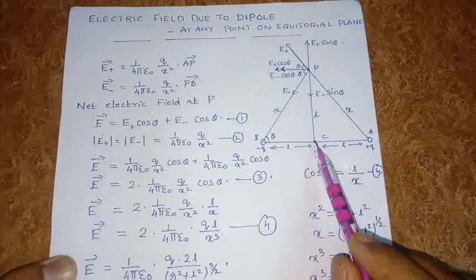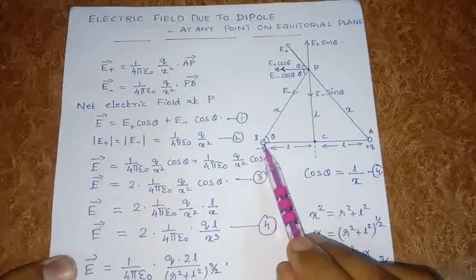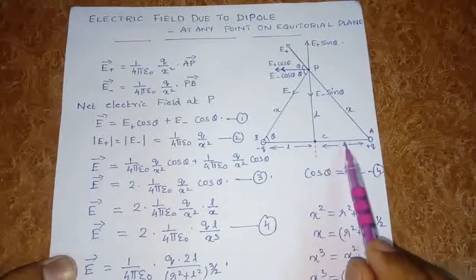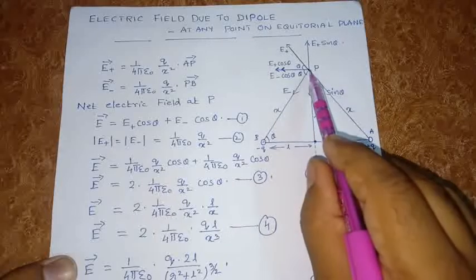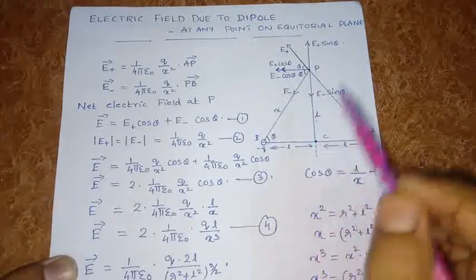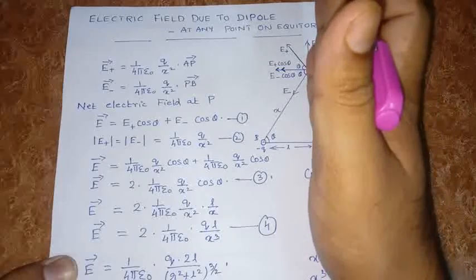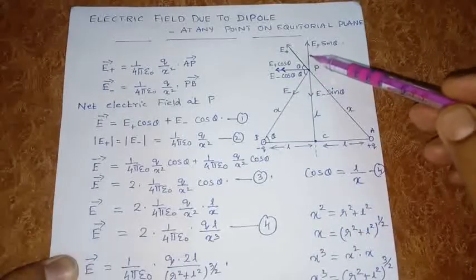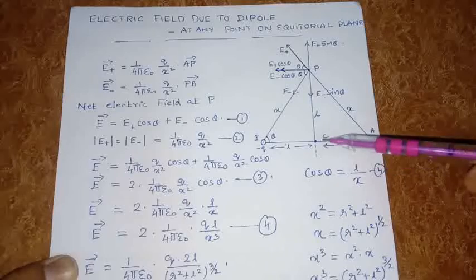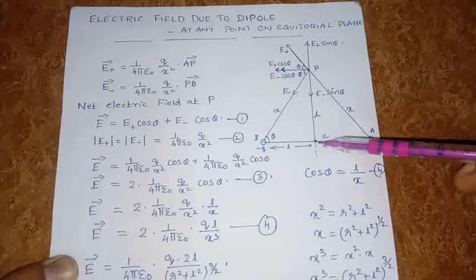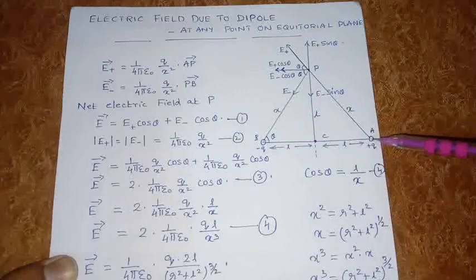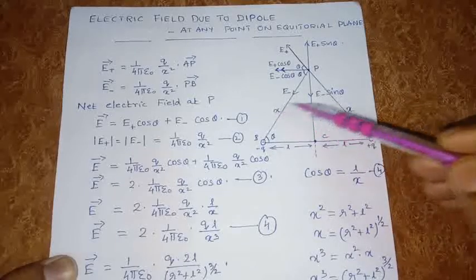Let C be the center of the dipole, then this distance BC will be l. Similarly, this distance AC also will be l. Let P be a point at a distance r from the center on the equatorial plane. This is not a line, it's a plane which is bisecting the length of the dipole at the center C. Now the point P is equidistant from the minus charge as well as the plus charge, and that distance is x.